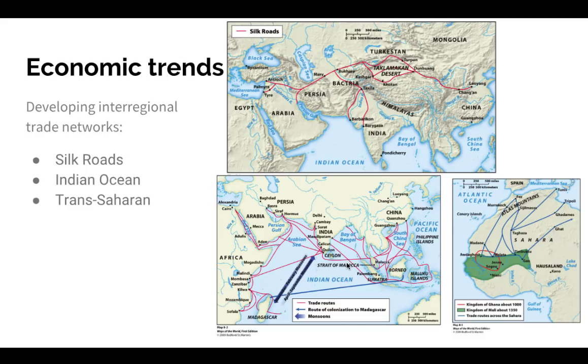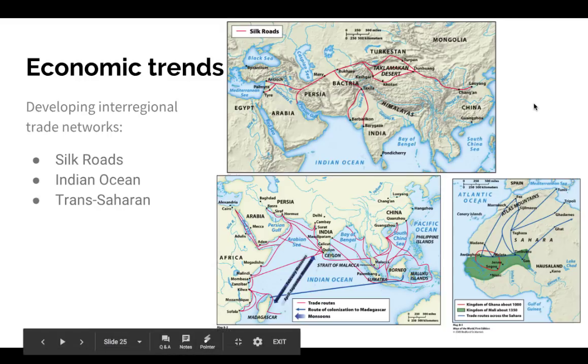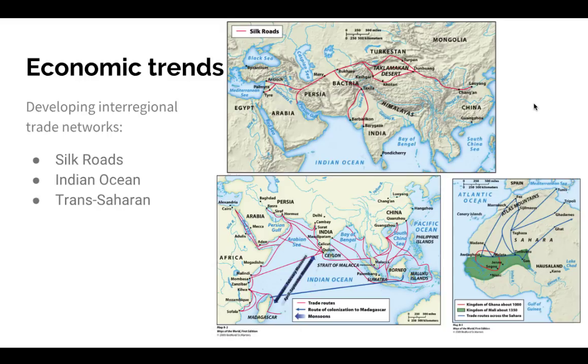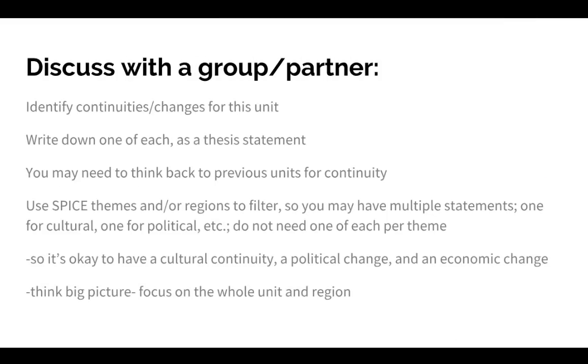So we have these trade networks developing during this time period. So here are the Silk Roads, and the Trans-Saharan here. Those are the ones that rely on the camel saddle and the caravans, and then the Indian Ocean here. These networks develop over centuries, so we're going to talk about them in the next unit as well, but they are developing and growing during this time period. So now's the time to stop and look at continuities and changes.